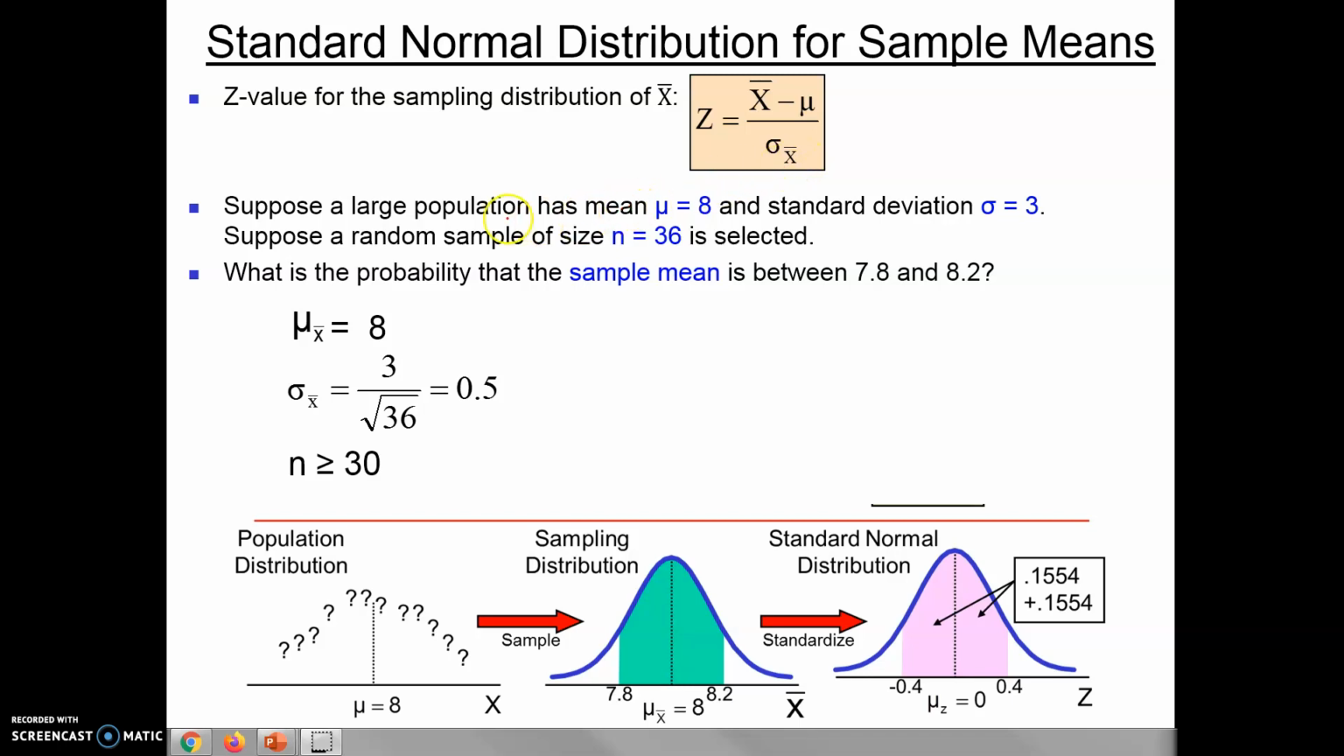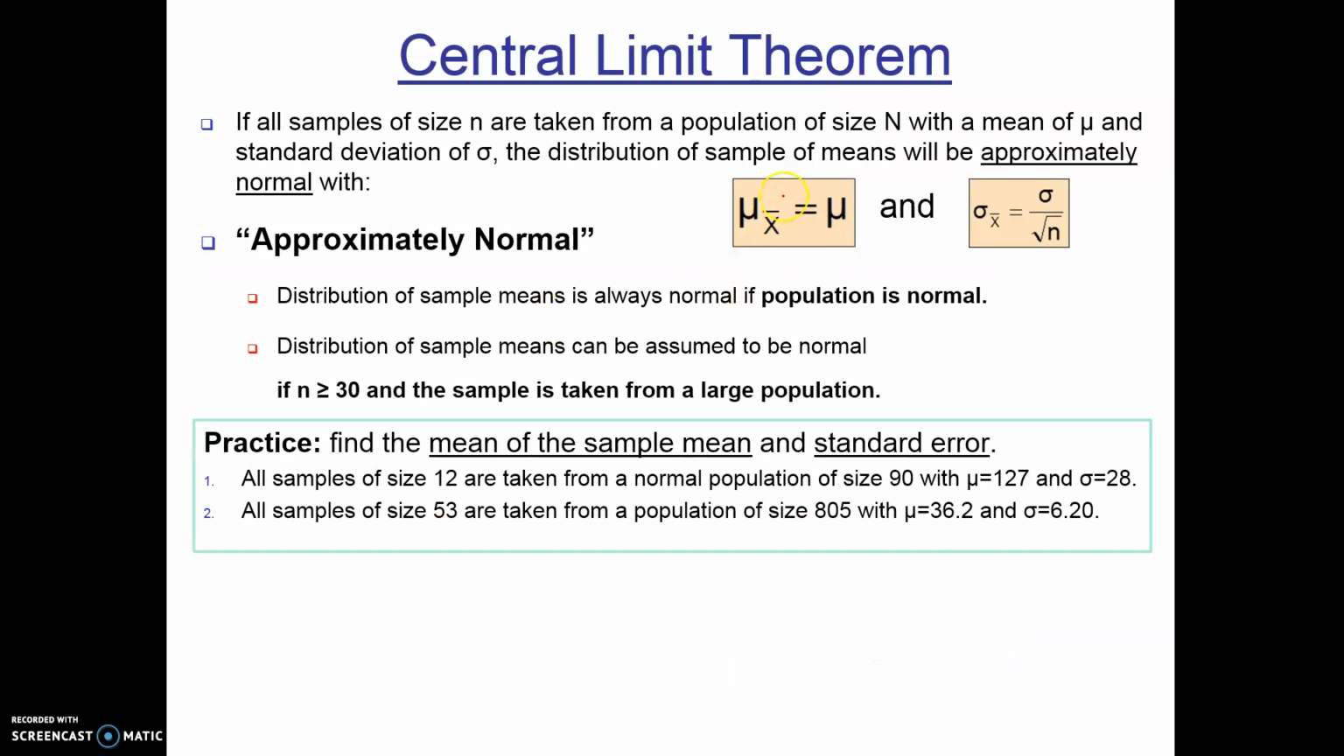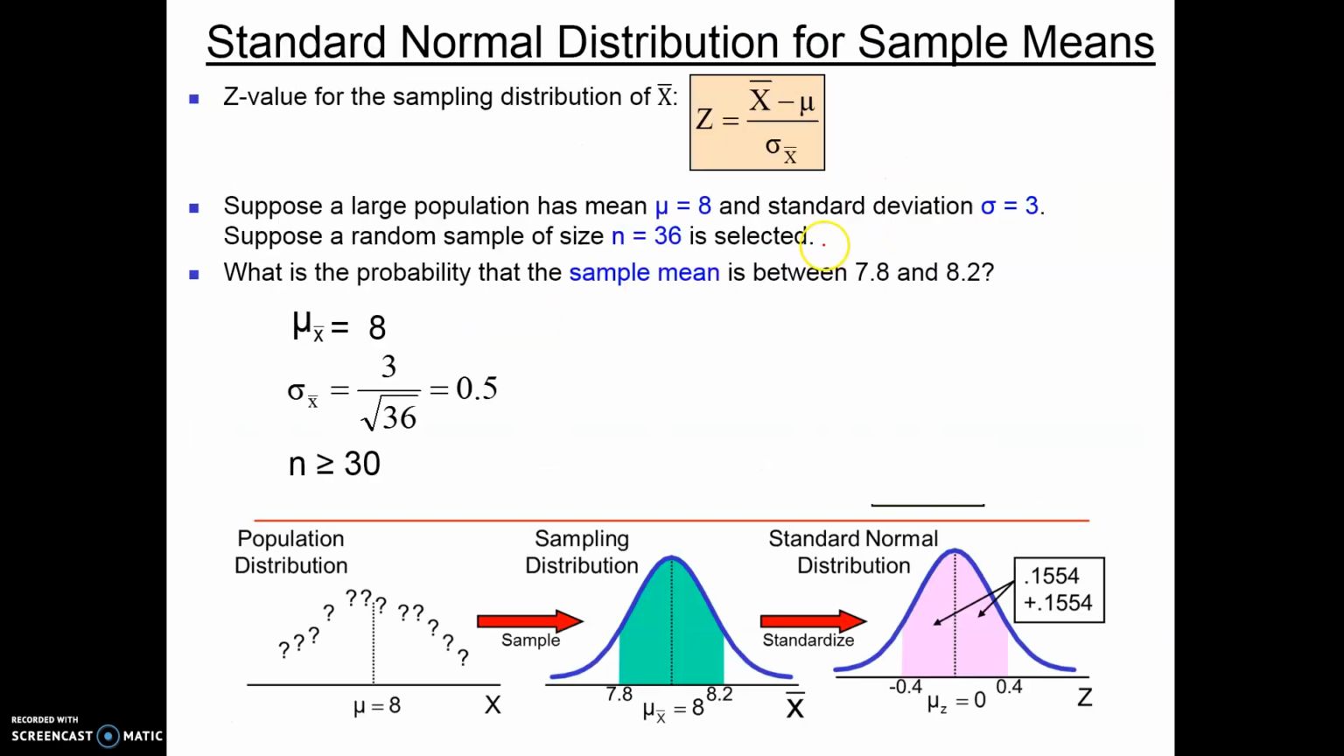Let's suppose we have a large population that has a mean of 8, a standard deviation of 3, and assume that we pull a random sample of 36 from that large population. Let's find the probability that the sample mean that we get is between 7.8 and 8.2. To do this, let's lay out some of our numbers. Well, we know that the mean of the sample means is going to be 8. We know that because of the central limit theorem. Remember, the mean of the sample means will equal the mean of the population, and we've been given the mean of the population. Therefore, the mean of the sample means will be 8.